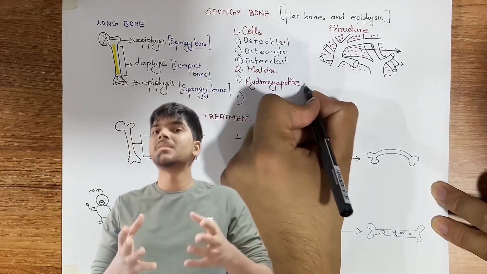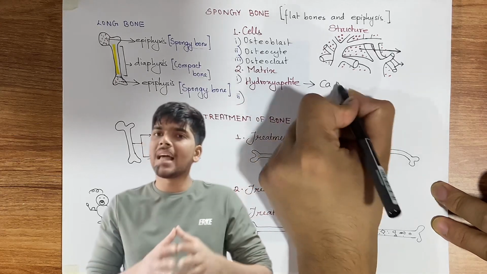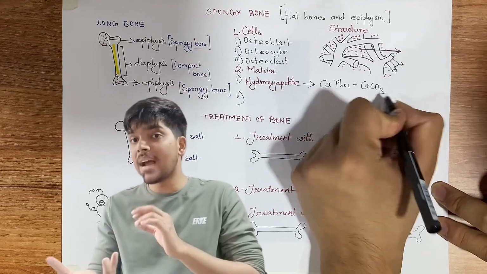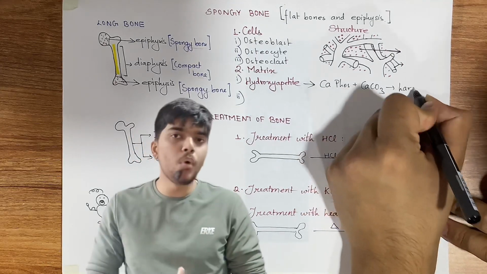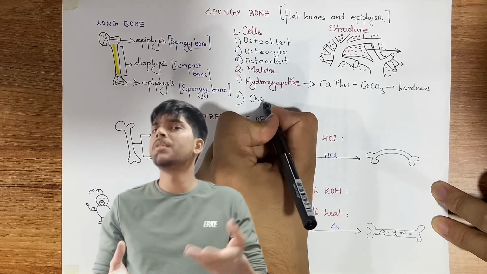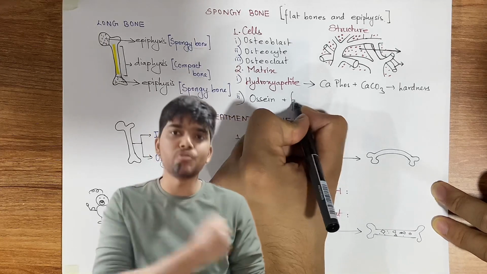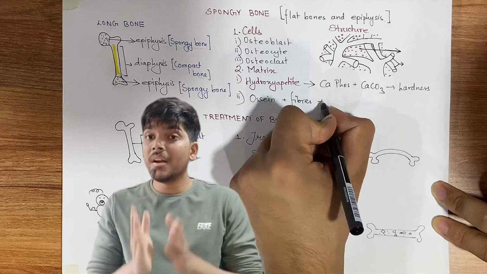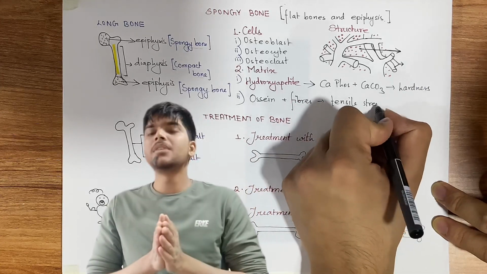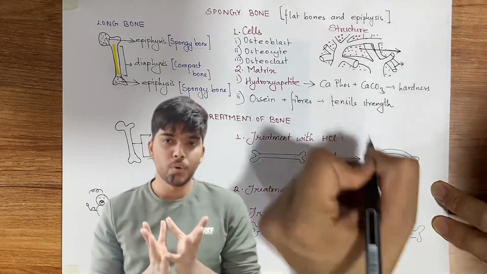The inorganic substance are your inorganic salts, that is calcium phosphate and calcium carbonate, that together form hydroxyapatite, which provides hardness to bone. And organic substance contains matrix protein osein along with a few fibers that provide tensile strength. But the difference lies in the arrangement of these cells. Let's look at the structure of spongy bone.